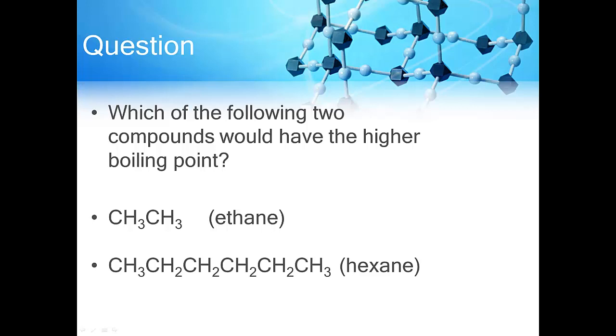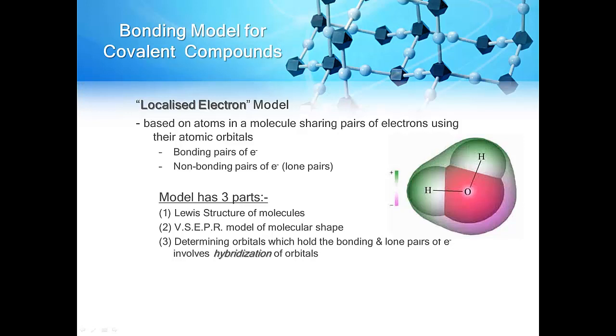So which of the following two compounds would have the higher boiling point, ethane or hexane? Now, they're very much the same in the sense that it's just carbon and hydrogen. Okay, so how do we compare the two? Well, in the case when you've got the same types of bonds, then you have to have a look at the size of the molecule. And the larger molecule, hexane, is going to have a higher boiling point because it's got more surface area to have intermolecular forces such as London dispersion forces.